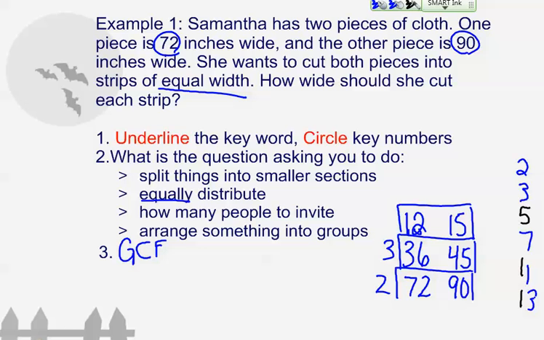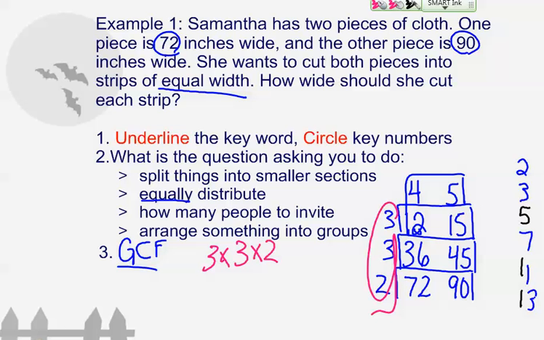Okay, we can't use 2 anymore, but we can still use 3. 3 goes into 12 4 times. 3 goes into 15 5 times. And we're done because 4 and 5 are next to each other in the number line. Now, I'm using greatest common factor, which means I'm drawing the letter G. So in my G, I have 3 times 3 times 2. 3 times 3 is 9, times 2 is 18.